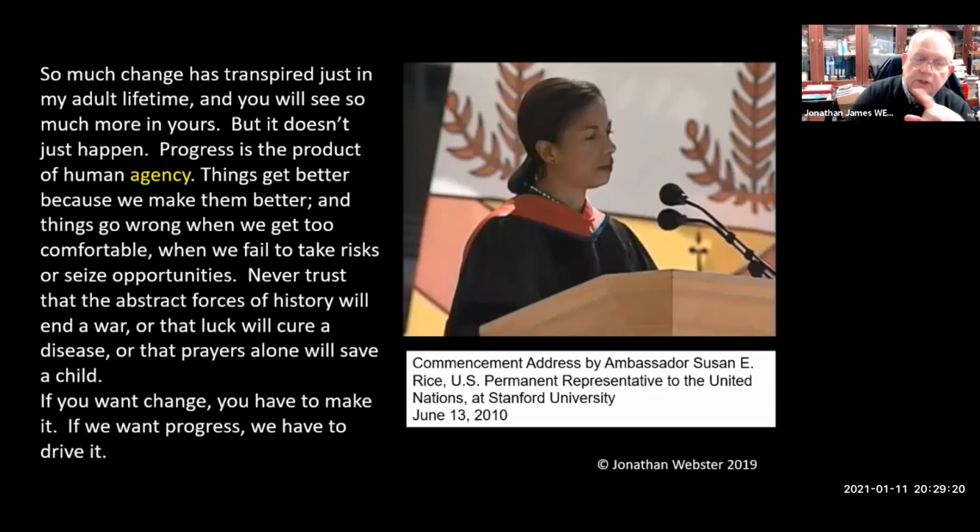All right, now, notice what she said. If you want change, you have to make it. If we want progress, we have to drive it. You see, her ideology is very different from Donald Tsang's. And my point is this: that ideology, the way they construe the world, is coming through in the choices that they're making. The choices of who is the initiator of the action. Is it people? Is it things?